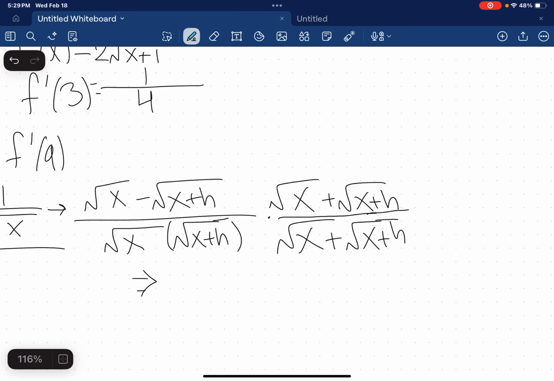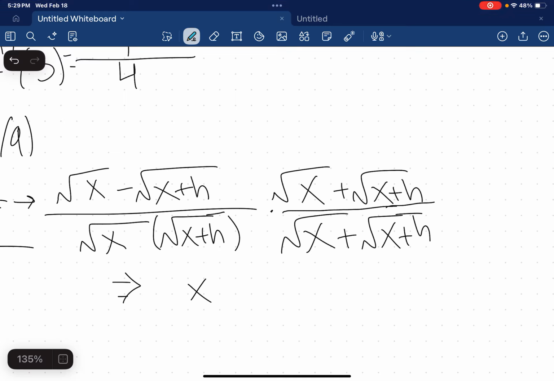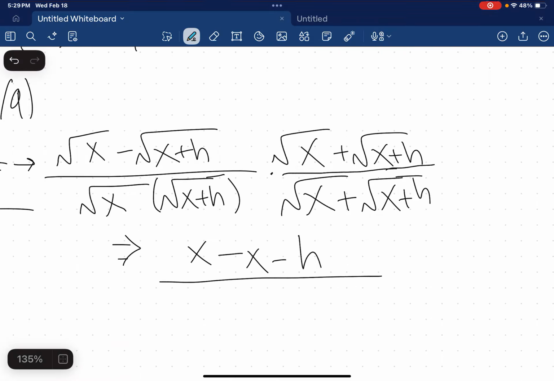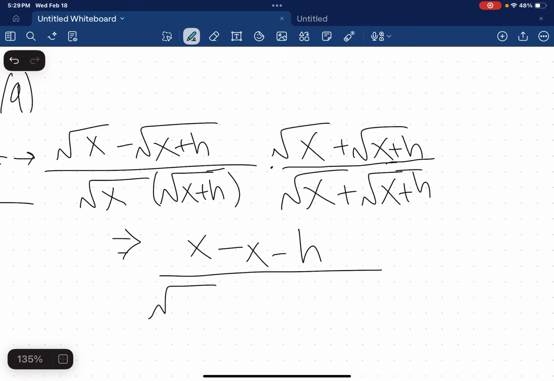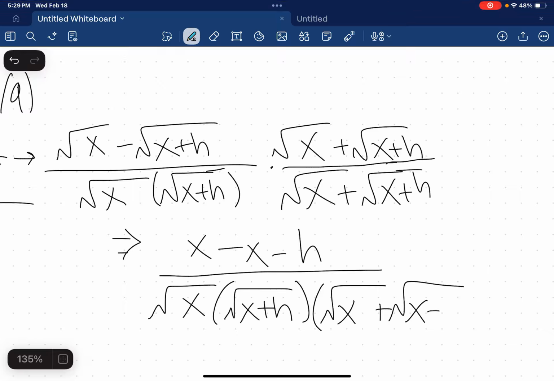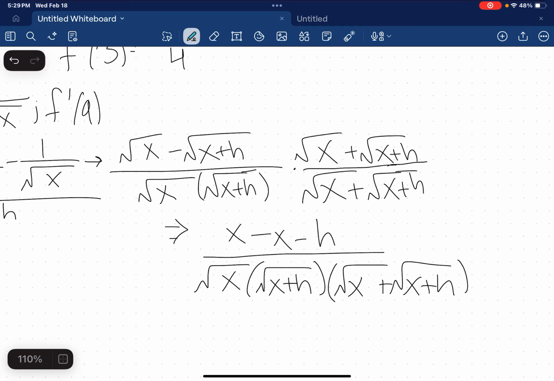Okay, bringing this down, we're going to get x minus x minus h over square root x. Please stay with me. Square root x plus h times root x plus root x plus h. Okay, notice how these two cancel out and leave us with a negative on the top.